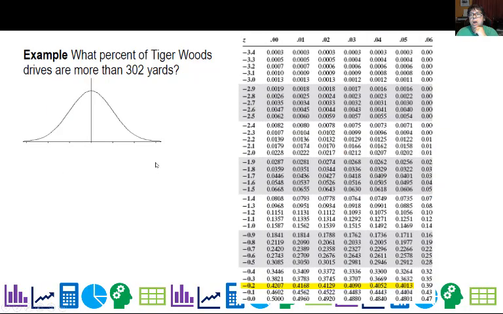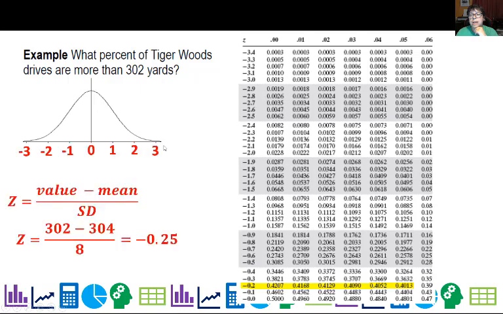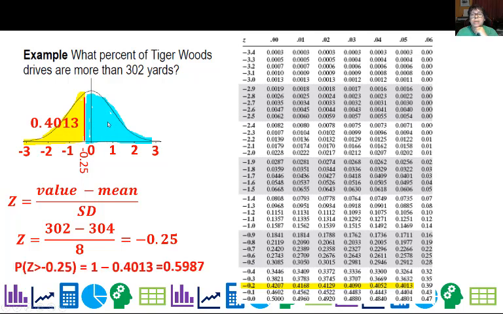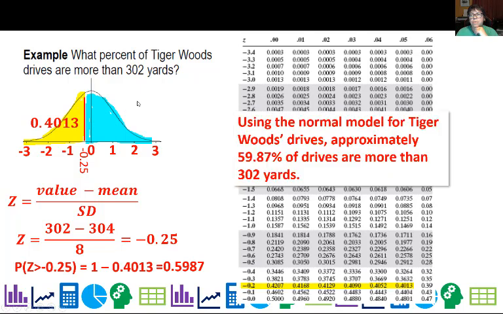All right, so what percent of Tiger Woods drives are more than 302 yards? So we'll find our z-score again. In this case, 302 minus 304, remember it's the value minus the mean over the standard deviation, negative 0.25, which would be over here. If I look up negative 0.25 on my table, that would be right here. But that area is for the left area here, 0.4013. So I would have to subtract that from 1, and I would get 0.5987.